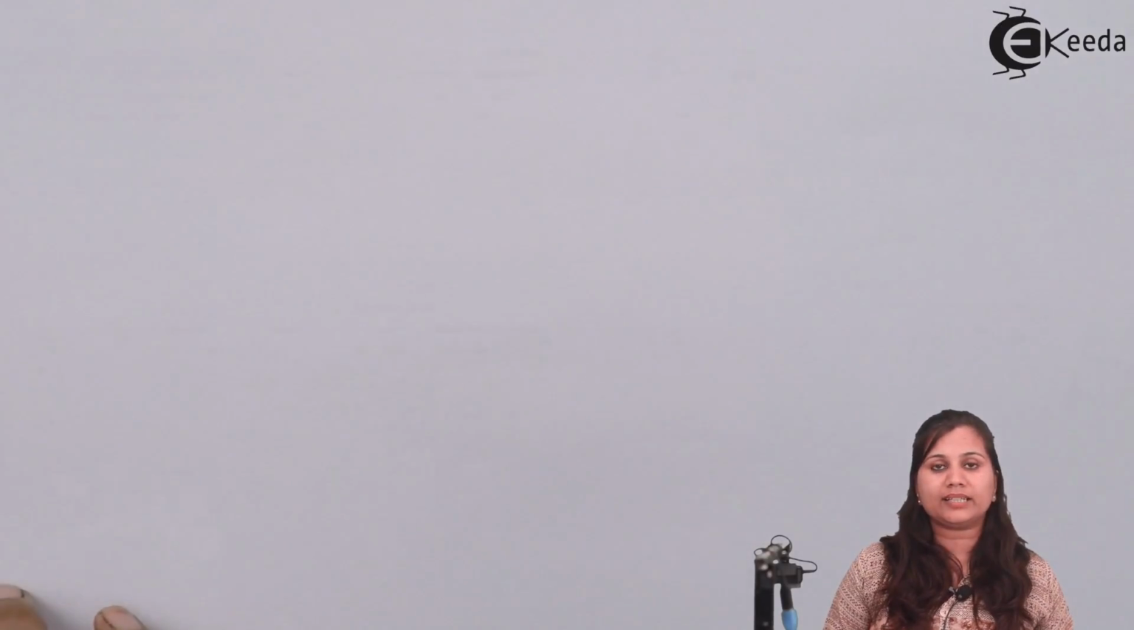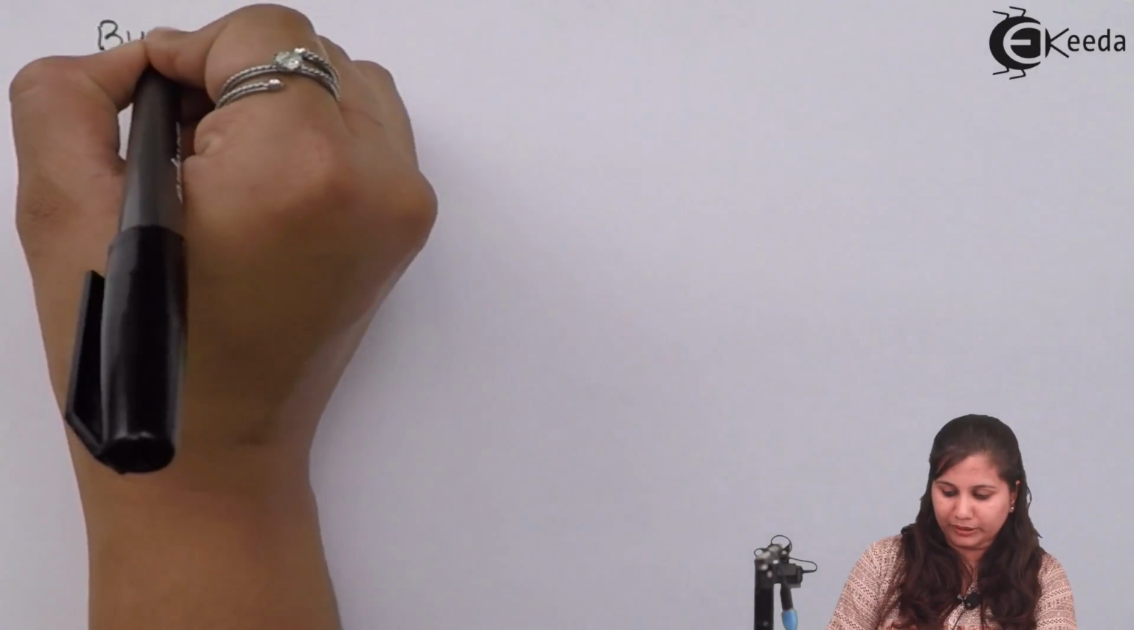So now let us study how this 8086 microprocessor works, and the blocks, bus interface unit and execution unit, and what functions are performed by them. First we will start with the bus interface unit.